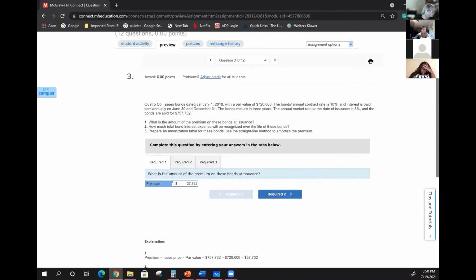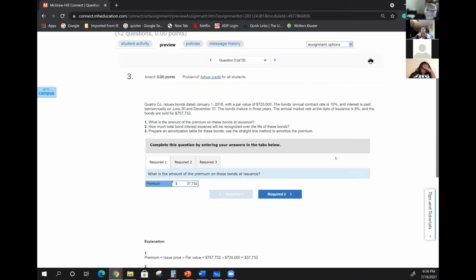Okay, so we issue a bond dated January 1 with a par value of 720,000. The annual contract rate is 10% and the interest is paid semi-annually, the 30th and 31st. The bonds mature in 3 years, so we're going to have 6 payments. The annual market rate is 8% and the bonds are sold at 757,732.